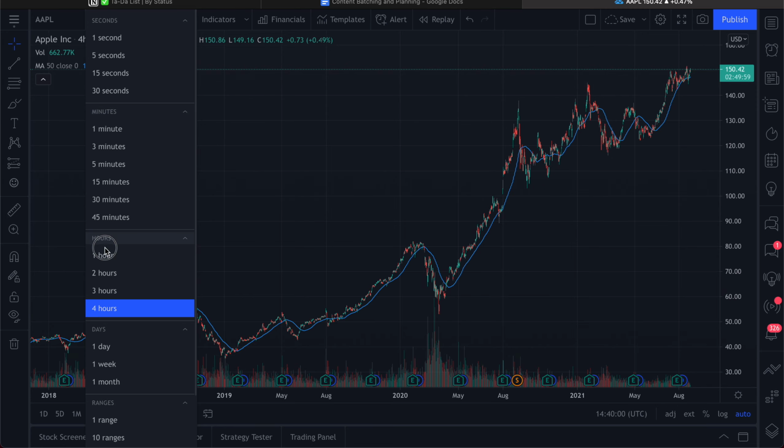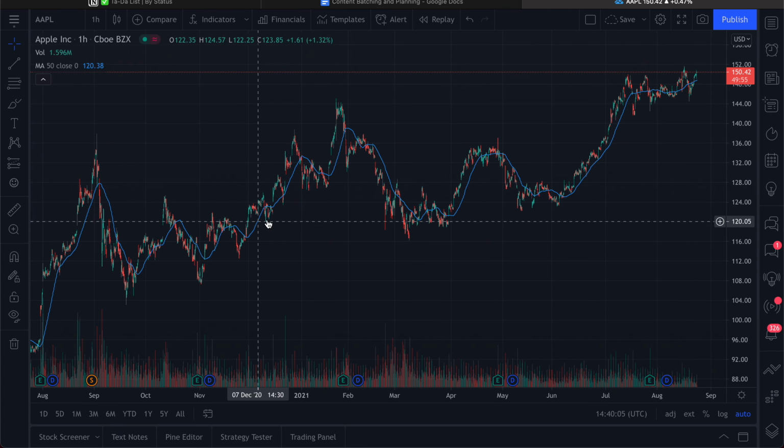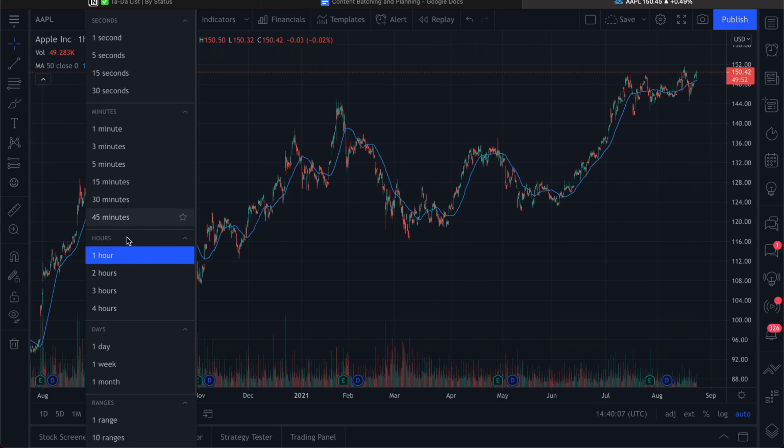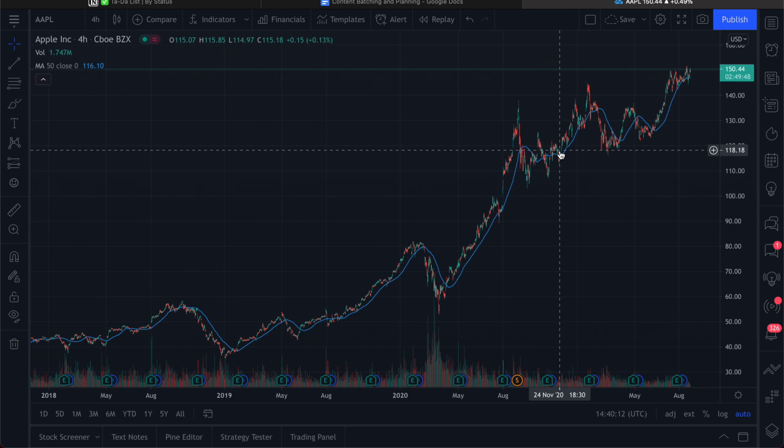When we come to the 1 hour, we see how it's actually going in between a ton, and we don't have great setups. But if we go here to the 4 hour, we see that there's actually a great setup where it follows the trend very, very well. And that's what we're looking for. All right, guys, that was strategy number 2.